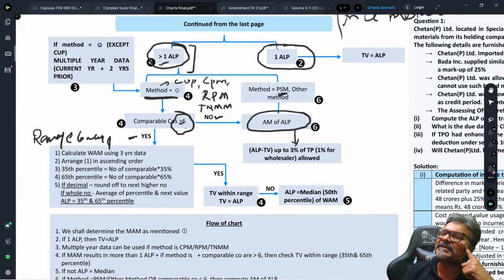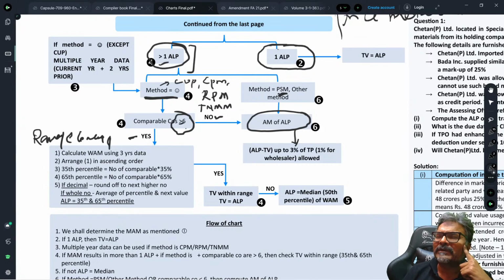the 50% is the median. So 50% of the data set, in this example it is 7. So 7, it comes to 3.5. If it is 3.5, what did I tell you? You have to always go with the next number, which is 4. And therefore in this case 3.5 means the next number is 4.